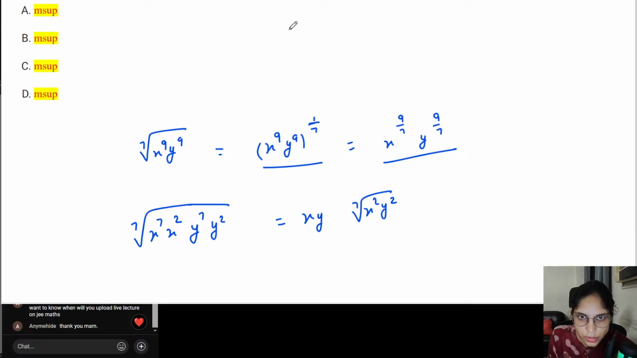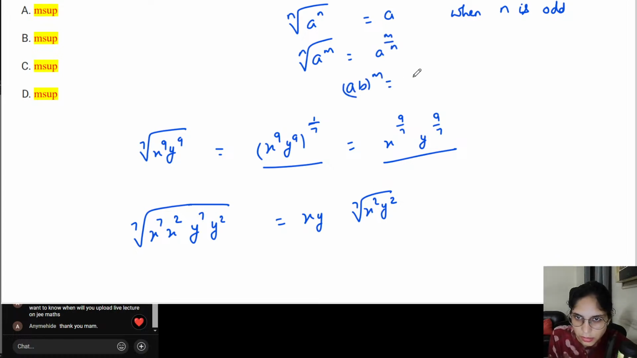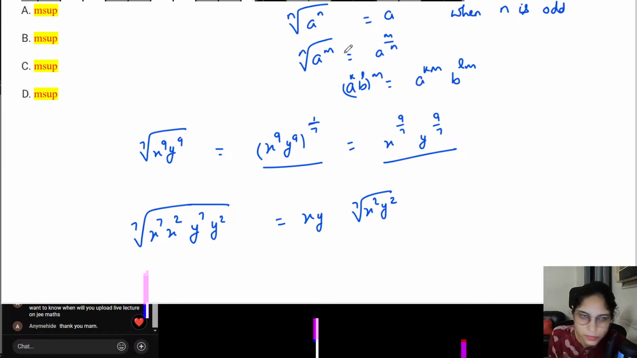So we are using two things. One thing is nth root of a to the power n. If n is the same, it's just a. That's also not always true. It depends when n is odd. And the other is if you have a to the power k, b to the power l, all to the power m, this is a to the power km, b to the power lm. We're just using different properties.